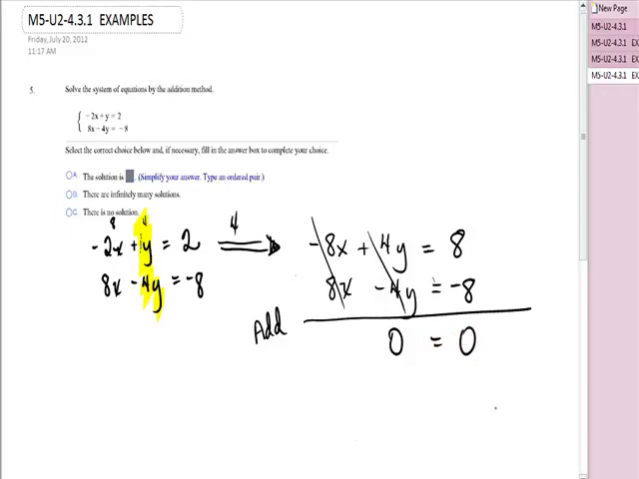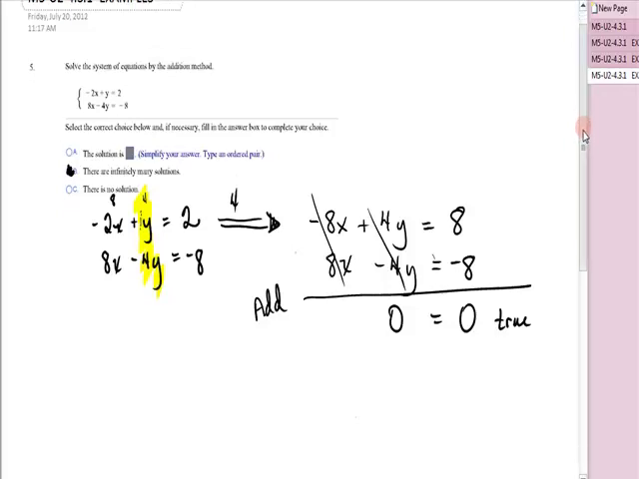The difference between problem number 4 and problem number 5 is the fact that this resulted in a true statement. And when it results in a true statement, that means that you have infinitely many solutions. These two lines intersect whenever 0 is equal to 0, and 0 is always equal to 0. So they always intersect. They are the same line.